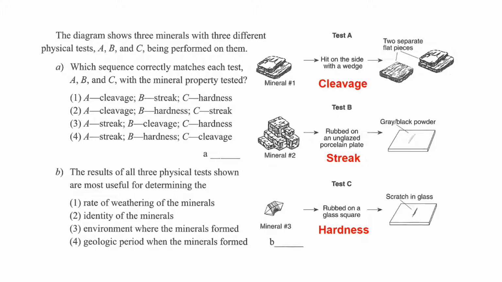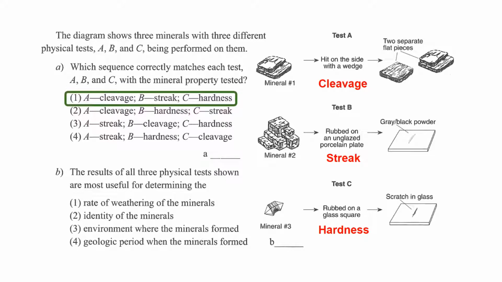Question A is asking which sequence correctly matches each test, A, B, and C, with the mineral property tested. We've already got our answer. A is cleavage, B is streak, and C is hardness. So that is answer choice number 1.